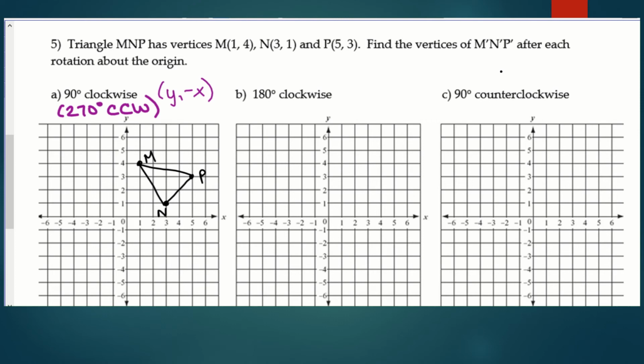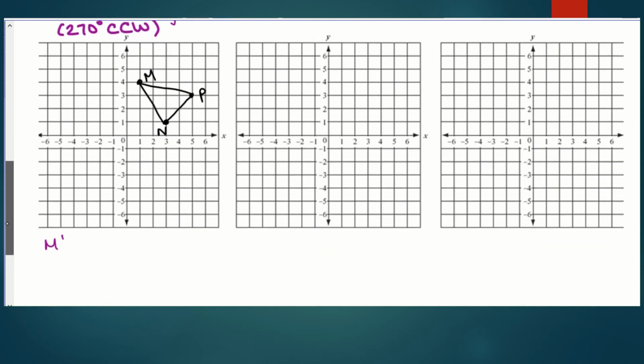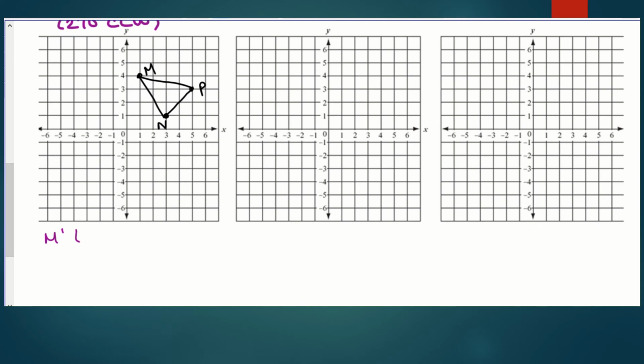All right, so M is (1, 4), so I'm going to switch those and make the 1 negative. So M prime is going to be (4, negative 1). N prime, applying that exact same rule, ends up being (1, negative 3). And P prime is going to be (3, negative 5).